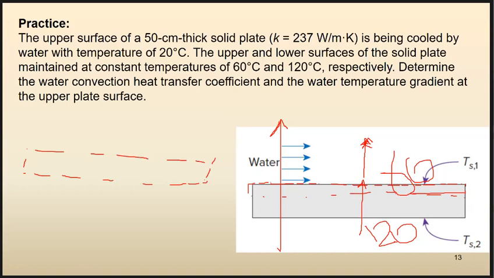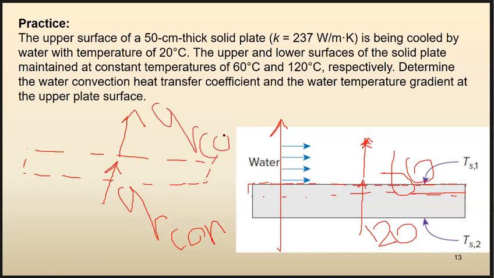So what is getting into this control volume? Conduction. What is going out? What is the form of energy outlet? Convection. So conduction is coming and convection is leaving, right?